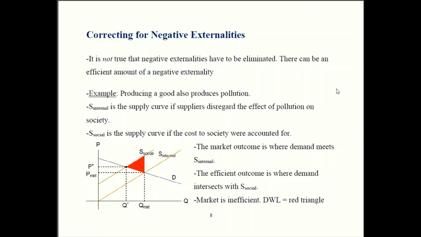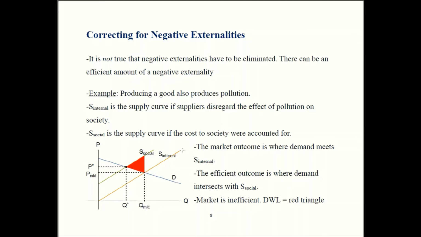So let's go back to pollution, that classic example of a negative externality. So you have some good here, but producing that good involves pollution as well. So here's demand for the good. And we show two supply curves here.